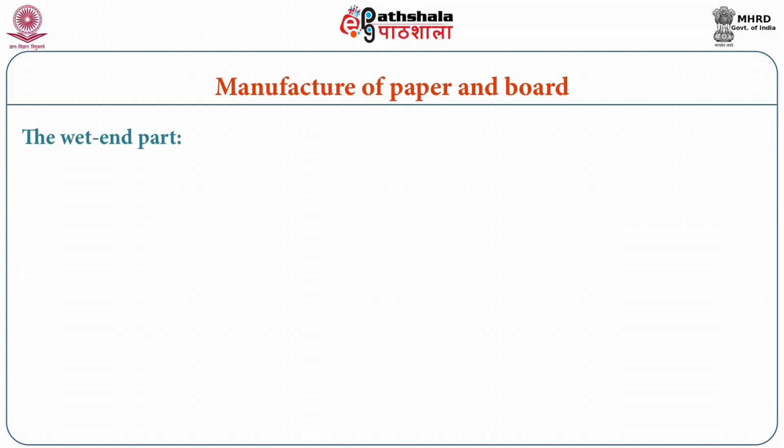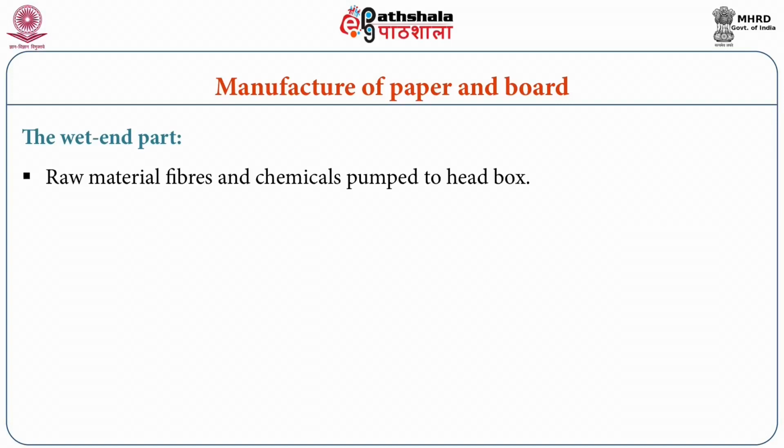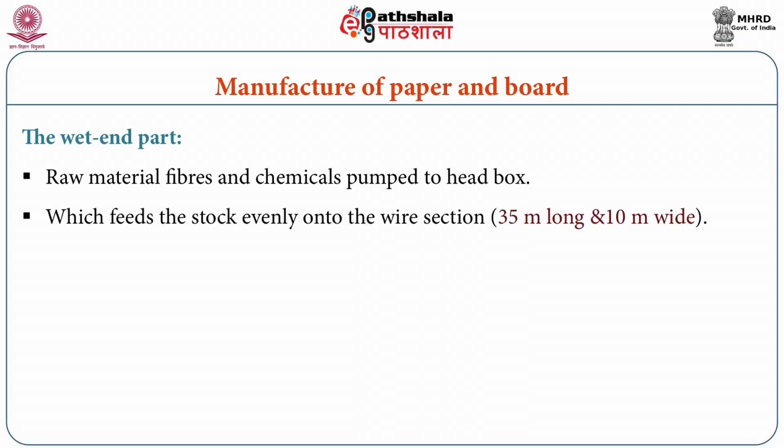The wet end part includes raw material fibers and chemicals and around 99% of water. All the things are mixed and pumped to the headbox, which feeds the stock evenly onto the wire section. This is a woven plastic mesh conveyor belt that can be 35 meters long and up to 10 meters wide.